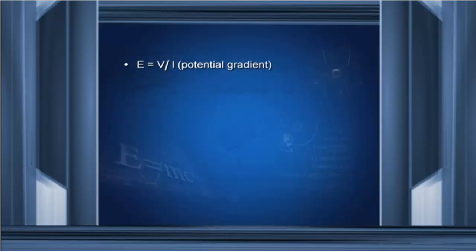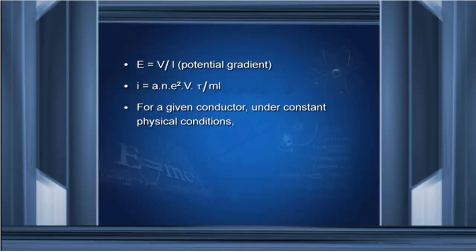As we know, electric field E is equals to the potential gradient. So E equals to V by L. Substituting the values of electric field, we get I equals to A n e square V tau divided by m into L. For a given conductor under constant physical conditions, A n e square tau upon m into L is constant. So we get I is directly proportional to V. This is the Ohm's law.